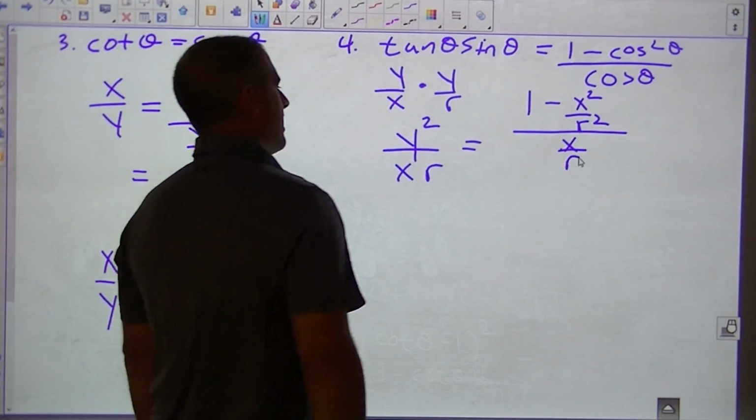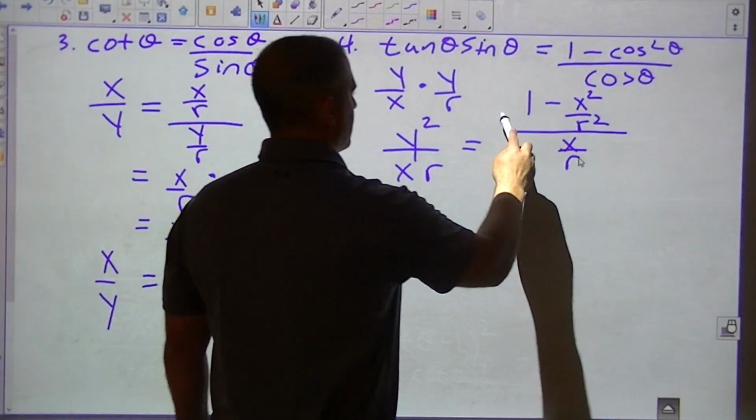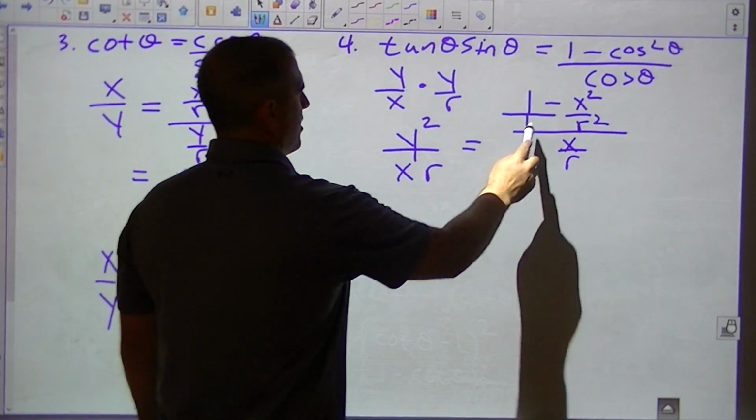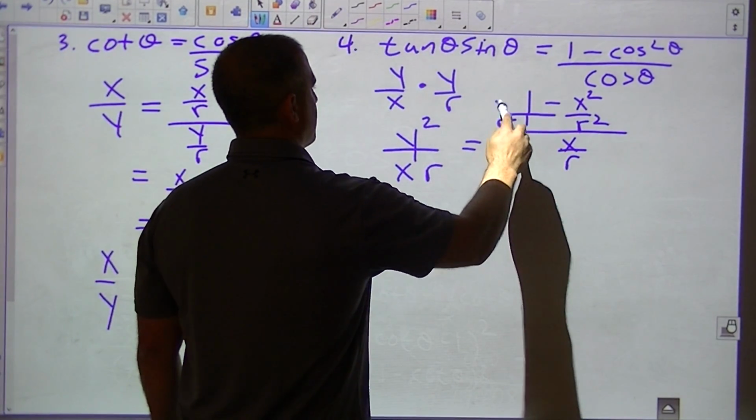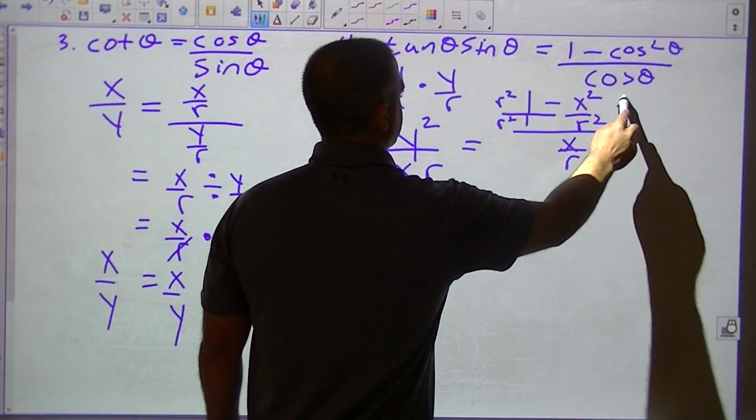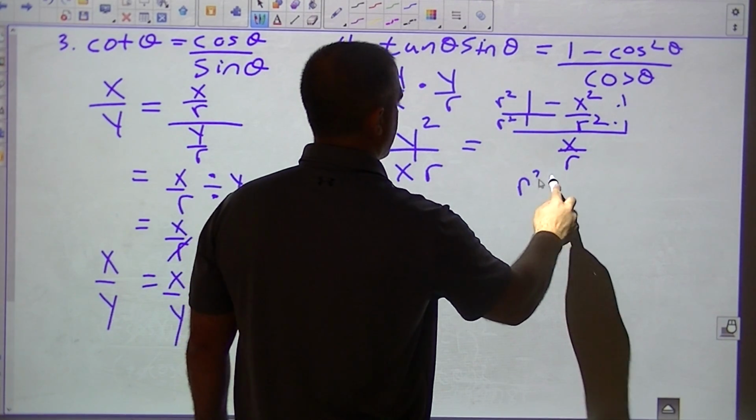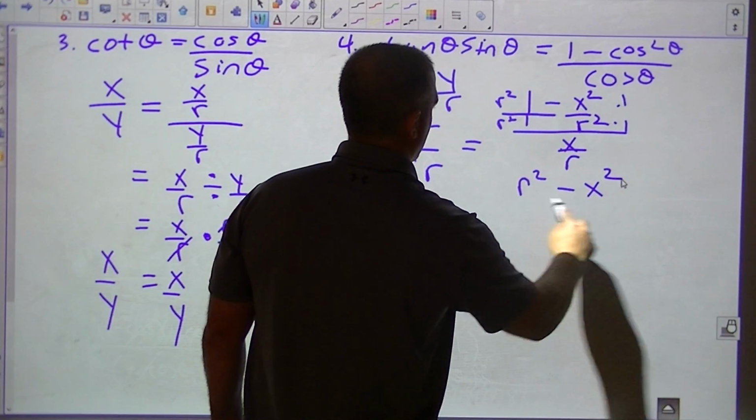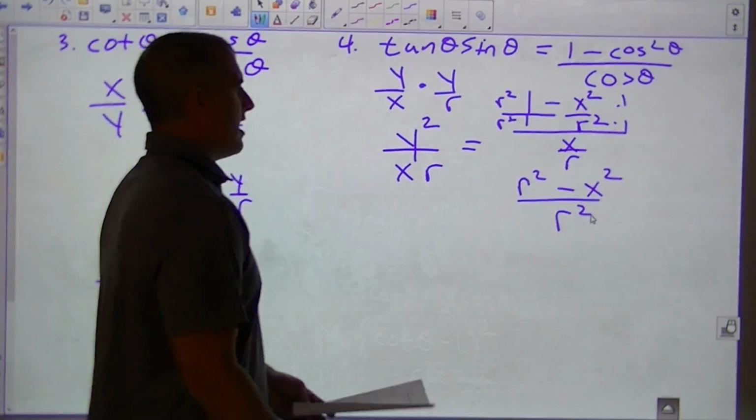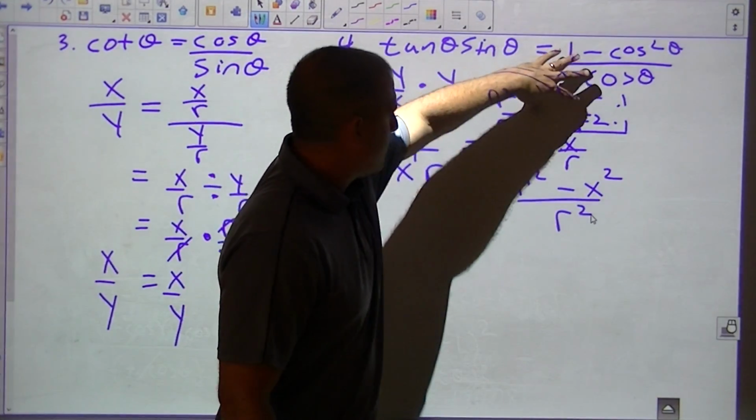Okay, so what I got is a common denominator deal just like that other one, so that's going to need to be a 1. This side's missing an r squared, so I put that on top of the bottom. This side's missing 1. So what I got is r squared minus x squared all over r squared, okay? And as you can see, I can push those together.